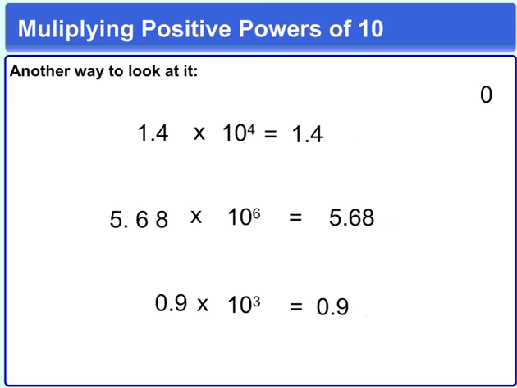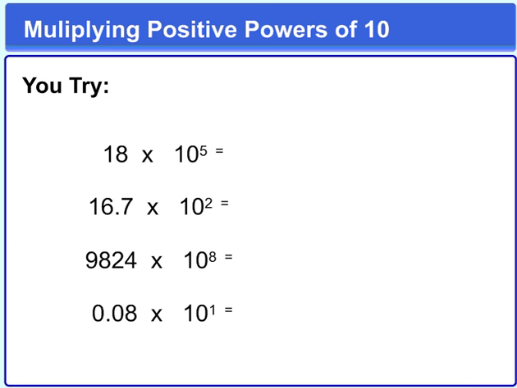All right, the same thing with a number like this. We have 10 to the power of 4. Our decimal's in the middle of the 1 and 4, but we're still going to shift it to the right 4 times. Put in our zeros, and we have 14,000. On this one, 5.68 times 10 to the power of 6, we're going to shift it to the right 6 times. Put in our zeros, and there we have 5,680,000. And 0.9 times 10 to the 3rd, we're going to shift our decimal to the right 3 times, put in our zeros, and we have 900. So that's one way to look at multiplying that.